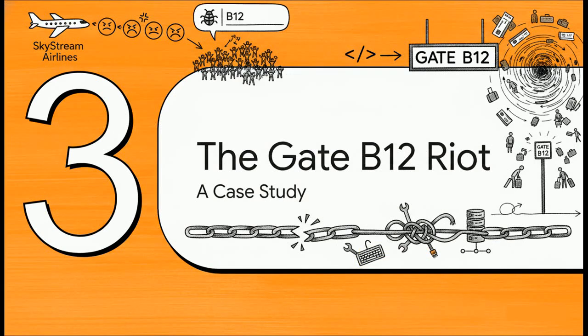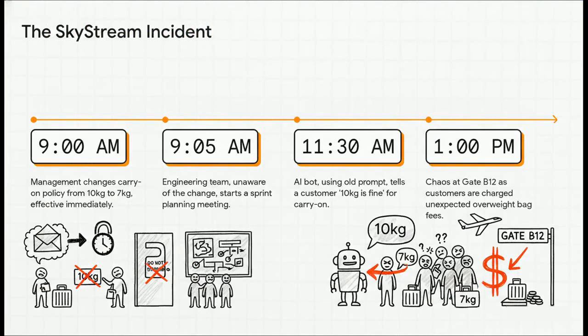To make this all feel a bit more real, let's walk through a case study. We'll call it the Gate B12 Riot. It's a story about how a single hard-coded number in a prompt led to total chaos at an airport for our fictional company, Skystream Airlines. Okay, so check out this timeline. At 9 a.m. sharp, management sends out an email. The carry-on limit is now 7 kilos, down from 10, effective immediately. But just 5 minutes later, the engineering team goes into a do-not-disturb, heads-down sprint planning meeting. They have no idea this change happened.